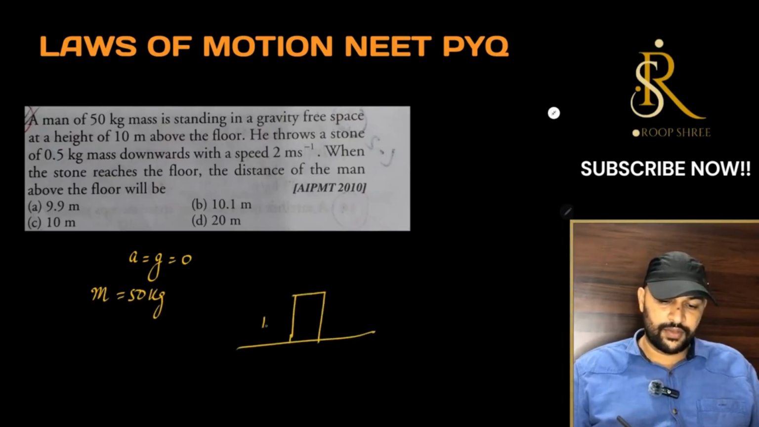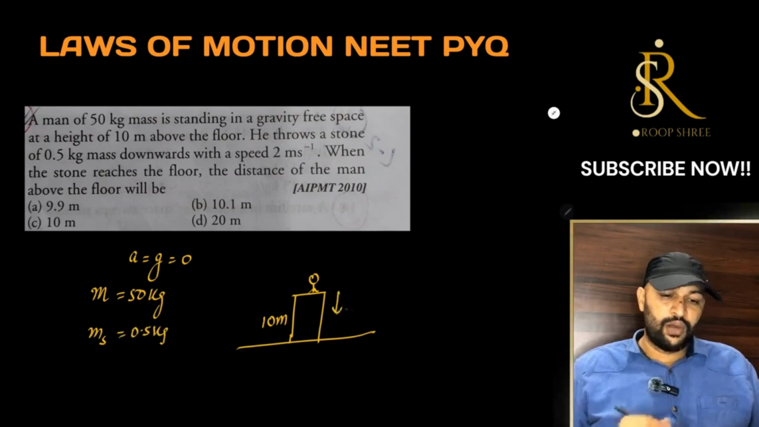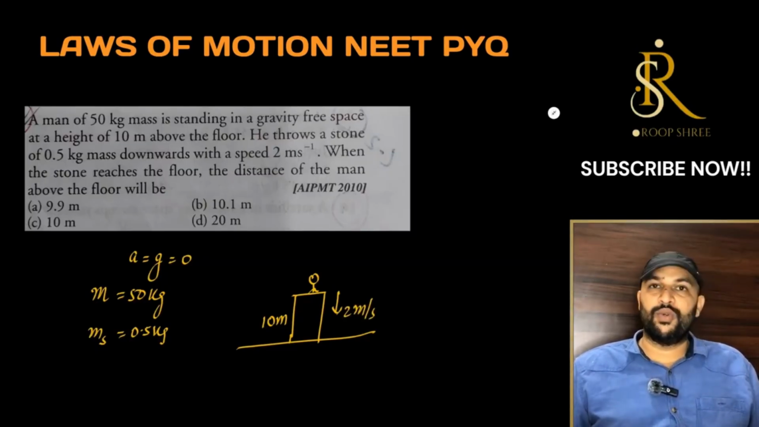So let's say this is a floor and this is 10 meters above the floor. This person is standing over here, right? Great. He throws a stone. The mass of the stone is how much? It is 0.5 kg, thrown downward with a speed of 2 meters per second. So it is going 2 meters per second in the downward direction. When the stone reaches the floor, the distance of the man above the floor will be how much?